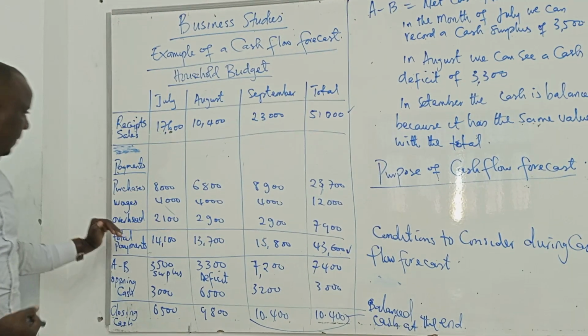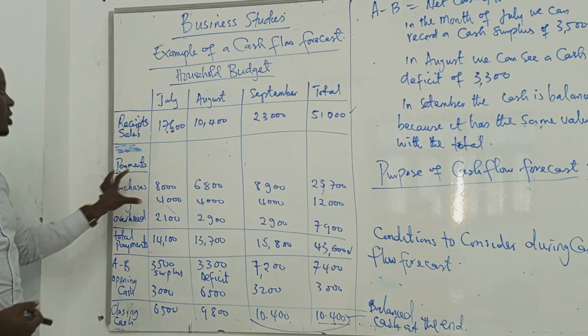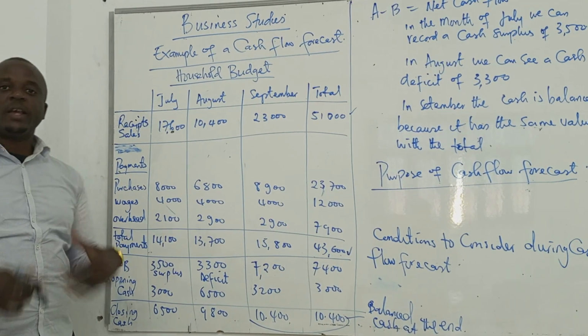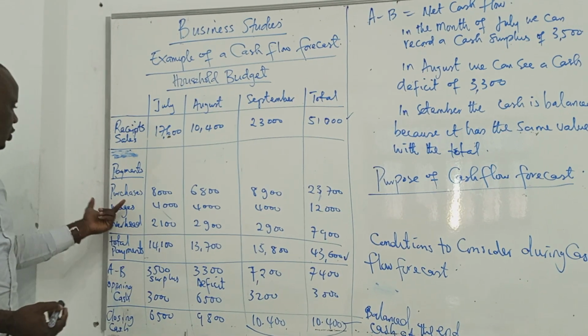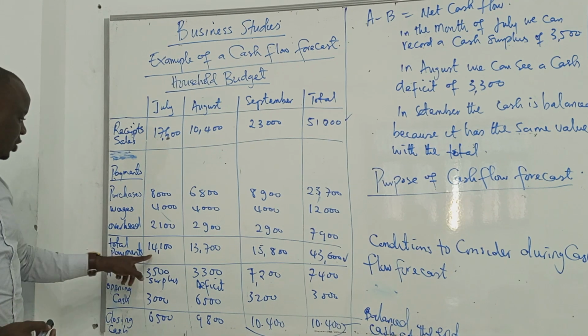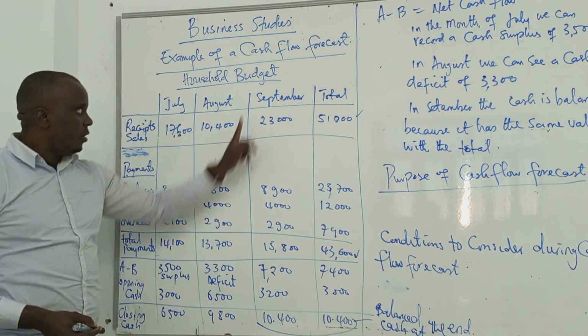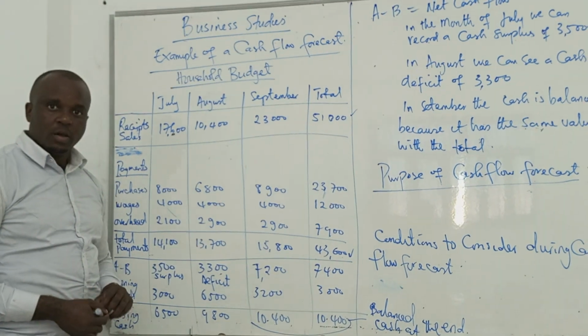But when you come to the second part of the chart, which is considered as B, the B part is the payment. The payment is talking about the expenditures. So for July, you see the total expenditure is 14,100. For August is 13.7. For September is 15.8.